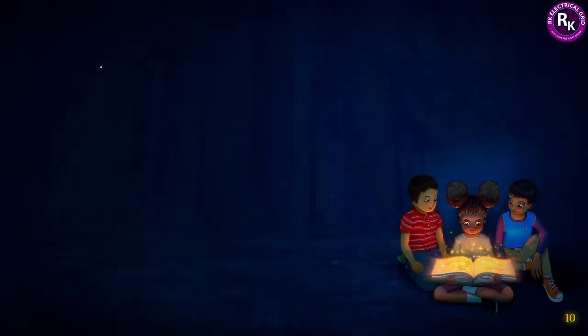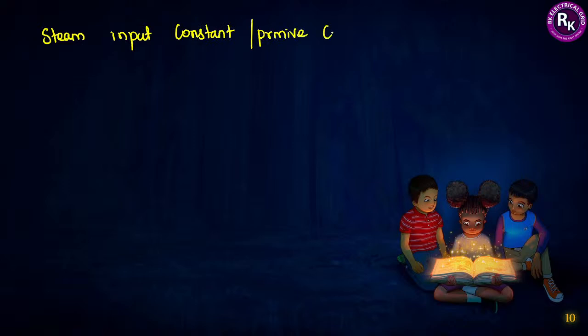Now let us go ahead with the next case. What is the next case? In the second case, I am going to maintain the steam input constant, or I can say the prime mover constant. If the prime mover is constant, then which quantity are we going to vary?